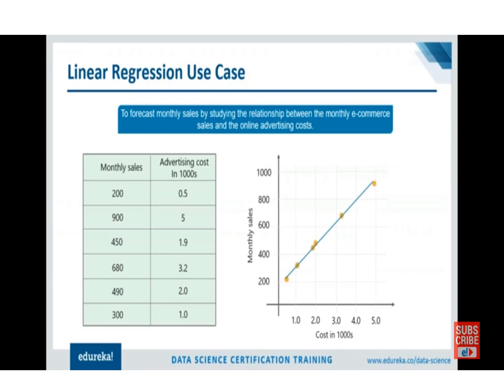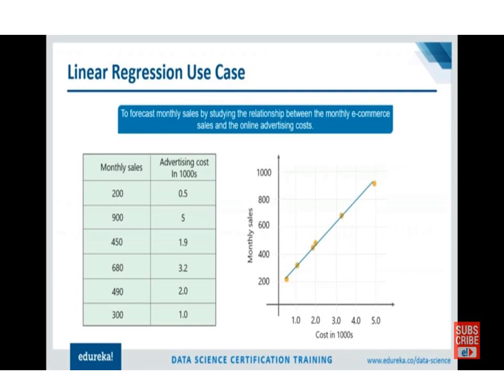Let's look at this example. Here we have some monthly sales and their corresponding advertising cost in 1000s. So if we plot all this table data into this graph, we will get a straight line. So we find some relationship between the monthly sales and cost in thousands.